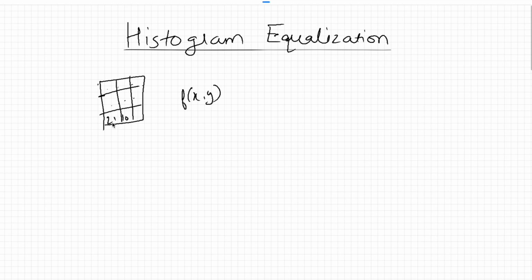Now intensity can be RGB, but as of now we are only considering that it is a single number. Just giving an example, f of 0, 0 would be 21, and similarly f of 0, 1 will be 10, f of 0, 2 will be this value here. So this is how we represent any image. Alright.